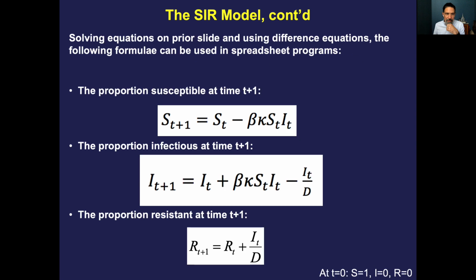And you can solve these equations on the prior slides to come up with a formula that you can actually use in a spreadsheet to predict how an infectious disease might behave over time in a population. And so you can calculate what would happen at time t+1, given where things were at the prior time point for each of the parameters in the model. But you start at t equals 0, with 100% of the population being susceptible.